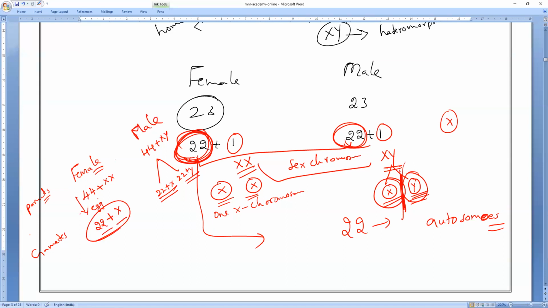Again, I am saying the female parent contains 44 plus XX, and the male parent contains 44 plus XY. The male at a time will release hundreds of sperms, millions of sperms. Half of the sperms will contain 22 plus X, half of the sperms will contain 22 plus Y. But the female gamete, the egg, will contain only 22 plus X. That is what you have to remember. All of you understand? Everybody?